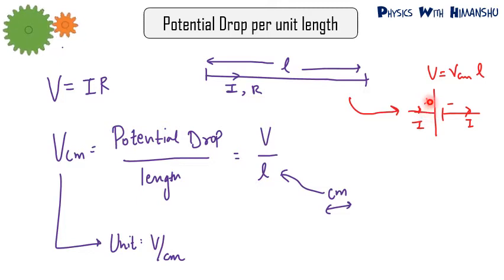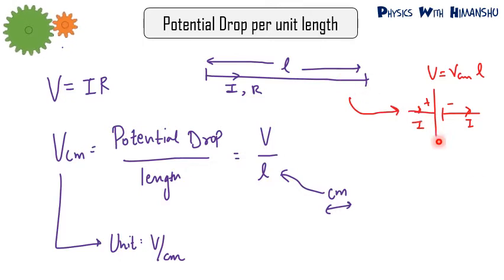And where will we put the positive terminal? From the side from which current is coming. So current is coming from this side, so you will put the battery like this, plus minus, and the potential of this battery will be V. This thing we are only doing for your understanding purpose. We are not replacing the wire with the battery.